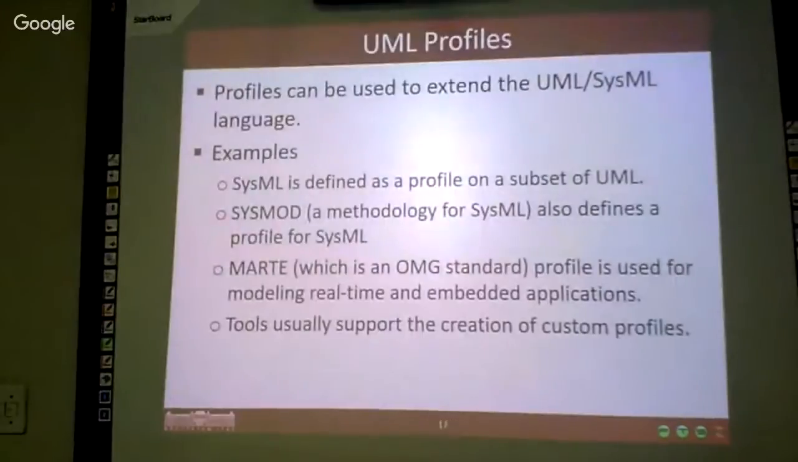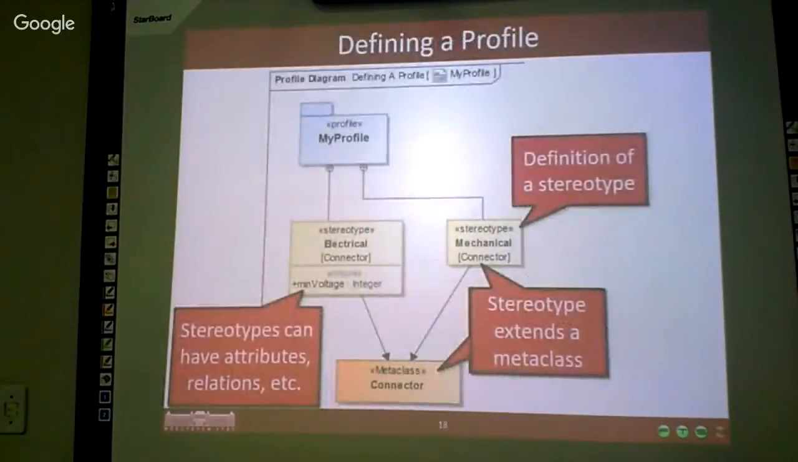I also want to tell some words about profiles because they are used for extending UML and SysML. For example, SysML is defined as a profile on a subset of UML. SysMod, the methodology for SysML, also defines a profile for SysML. Marte is also a profile that is used in the modeling of real-time and embedded applications. And tools usually support the creation of these profiles.